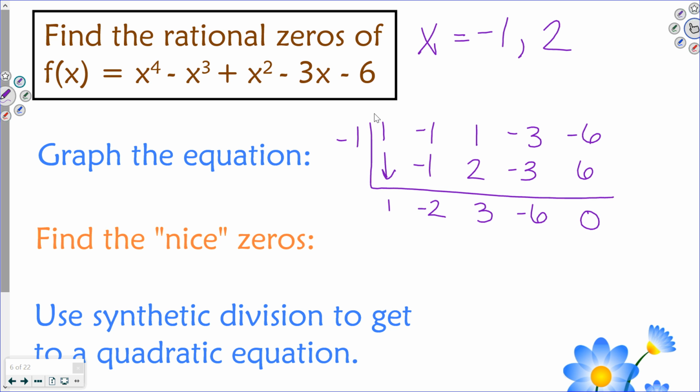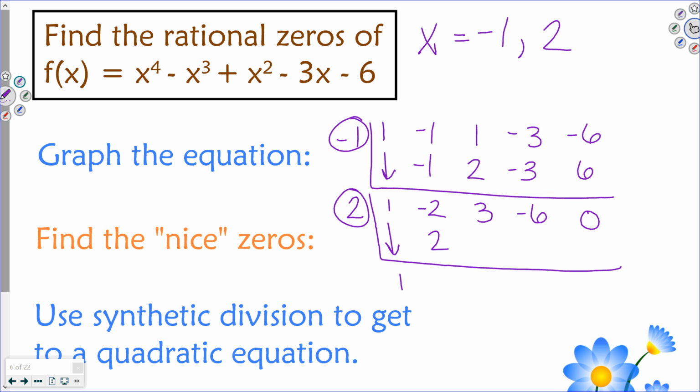So we did synthetic once. Guess what? I got some double-decker synthetic going on. I'm going to use where I just left off, and now I'm going to use the 2. Okay? So I did synthetic. There was the answer I got. I'm going to do synthetic again on my new set of numbers. Okay? I used the -1. Now I'm going to use the 2. So same process. Drop down that first term.